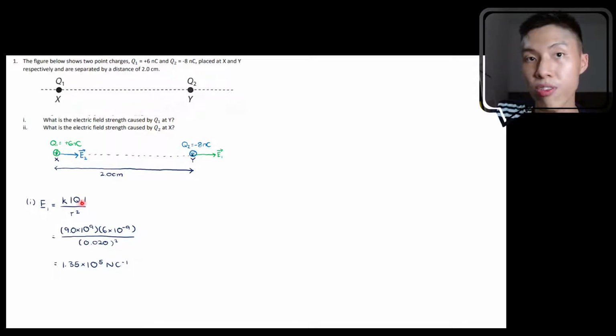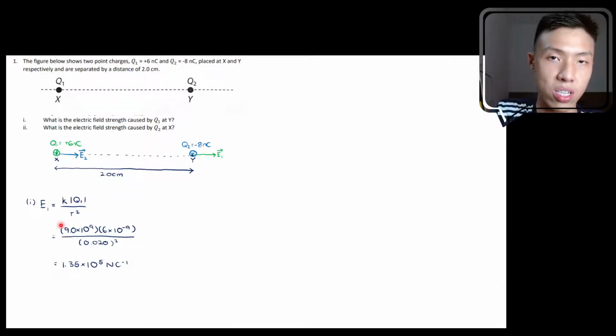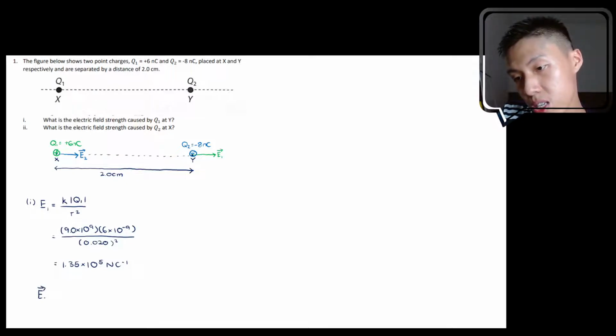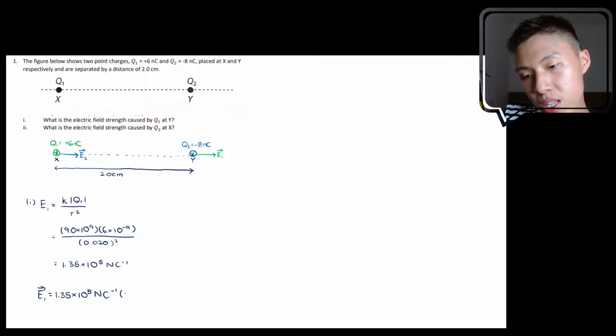This value here must be a positive value because we already took the modulus of Q. So k is a positive value, Q is a positive value, R is a positive value, so E should definitely be a positive value. What we are calculating here is only the magnitude. We are not considering the direction here. If you want to consider direction, you look back to your diagram and see what it is labeling. Since it's pointing to the right, if you want to express the magnitude and direction, you express it in vector form, saying that the magnitude is 1.35 times 10 to the power of 5 Newton per Coulomb, and the direction is to the right.